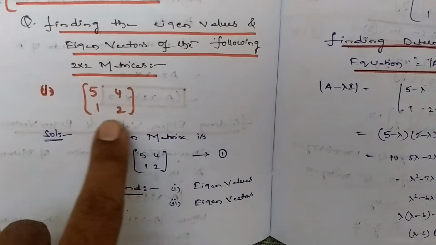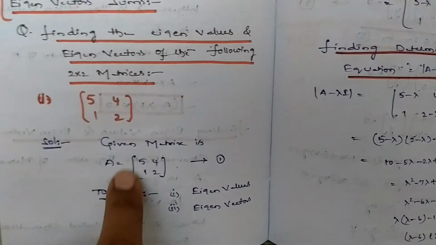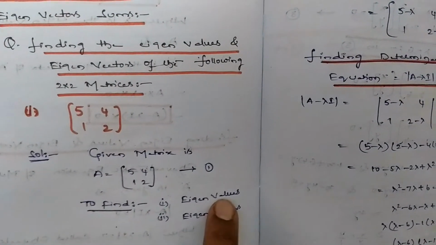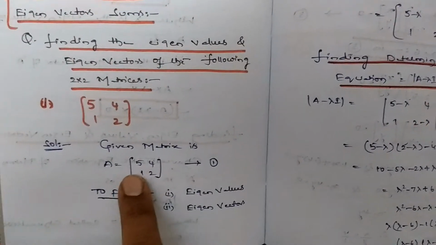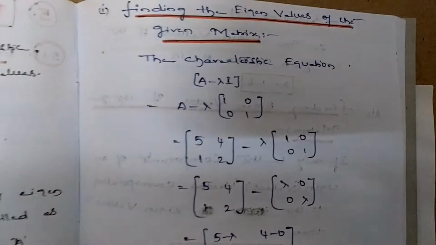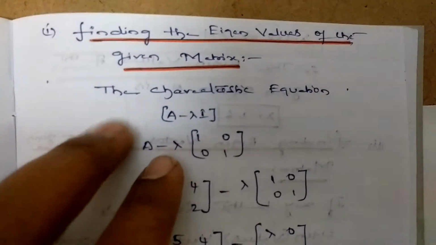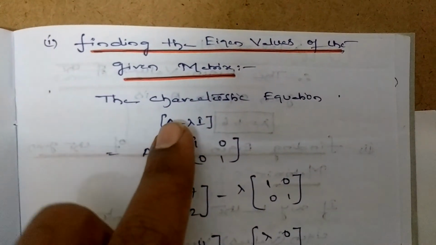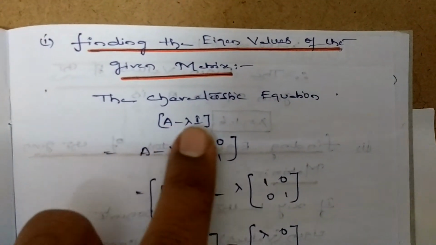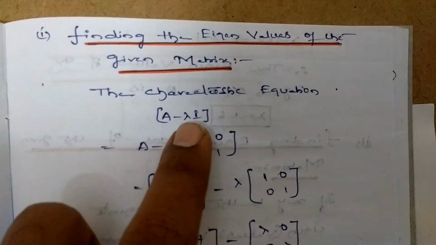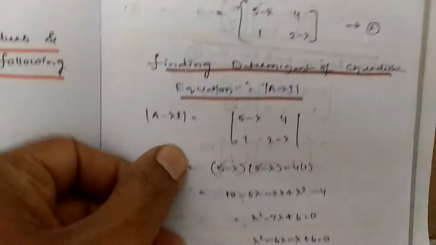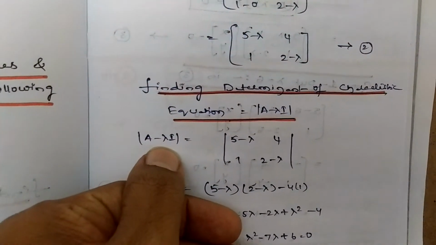The matrix with rows 5, 4 and 1, 2 is the given square matrix. We have to find the eigenvalues and eigenvectors of the given matrix. The first step is the characteristic equation of the given matrix. How can we find it? A minus lambda I and the modulus, that is nothing but the characteristic equation.